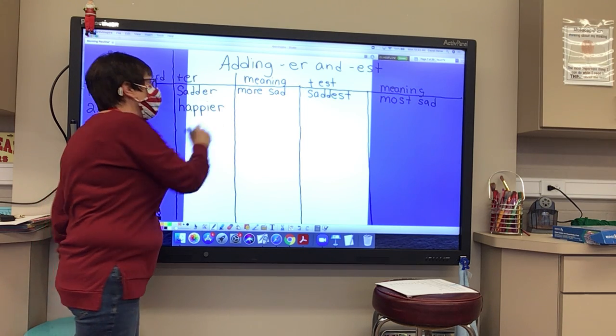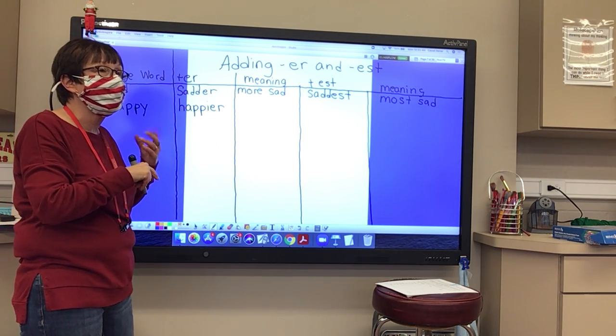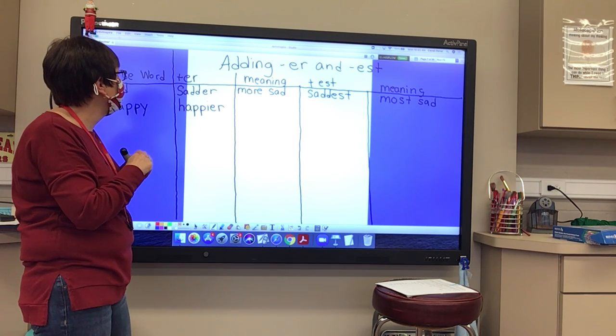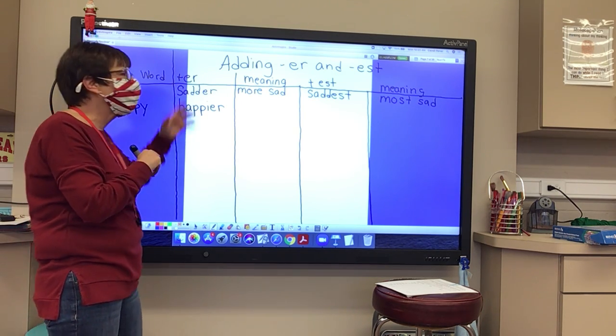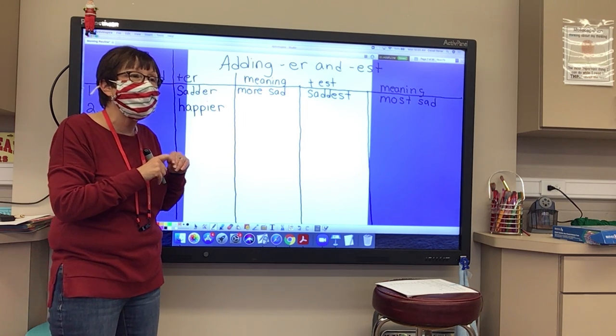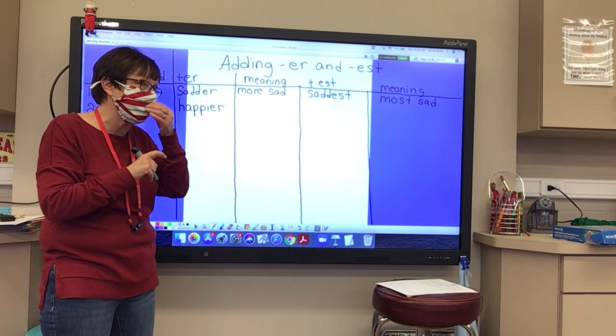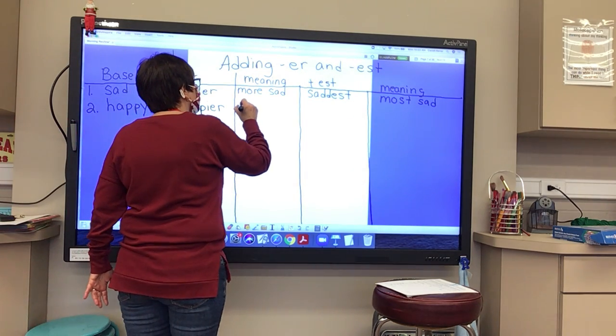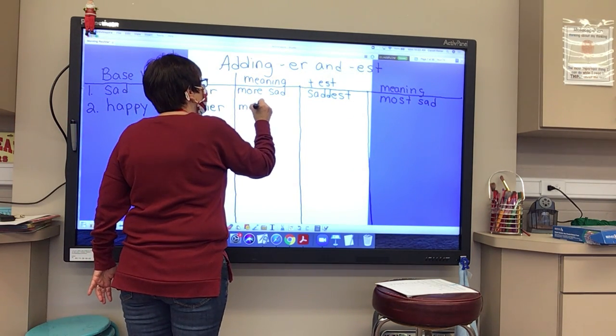H-A-P-P-I-E-R, happier. When a word ends in a consonant plus Y, we change the Y to an I before we add ER. And what do you think happier means? Who could tell me what happier means? Avery? More happy.